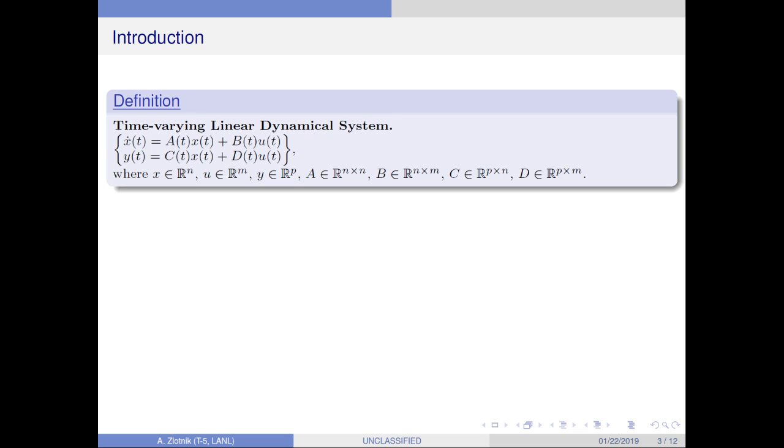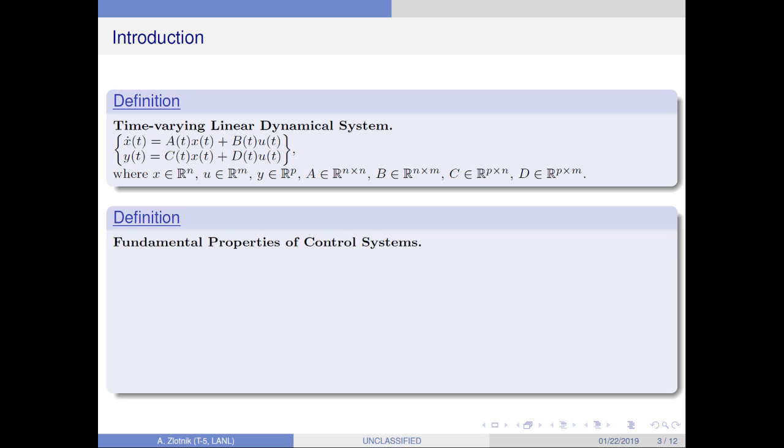So here we'll focus on time-varying linear dynamical systems of the form shown here, where it's standard to say that the state is n-dimensional, the control u is m-dimensional, and the observation y is p-dimensional, with corresponding dimensions of the matrices A, B, C, and D, which are all linear mappings that are time-dependent. So this is the most general setting for linear systems.